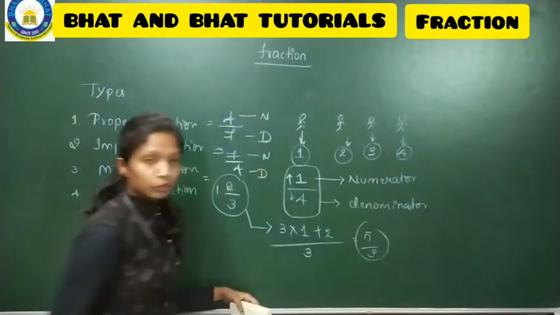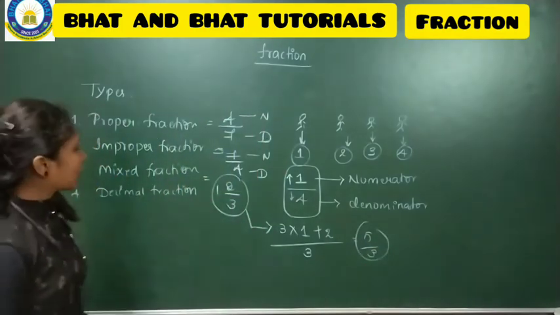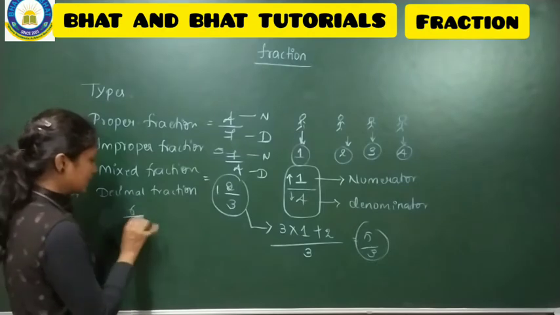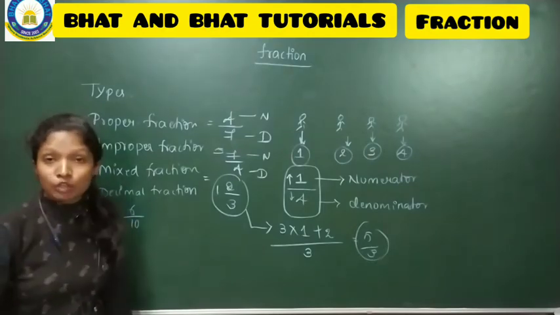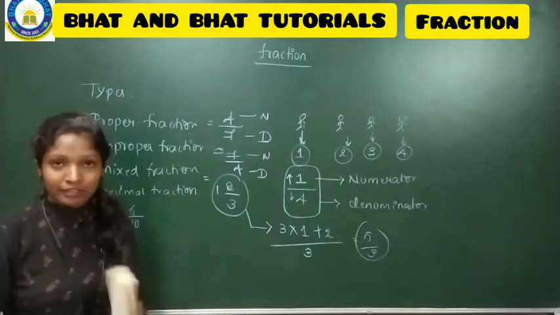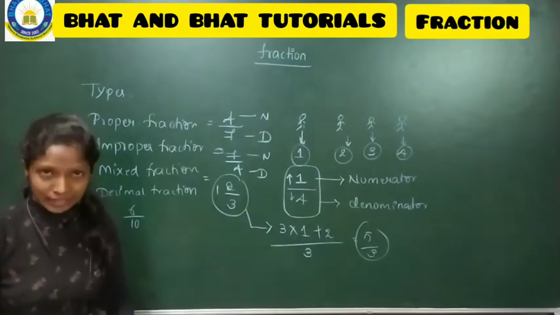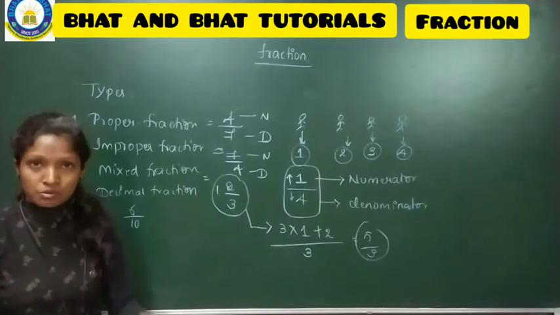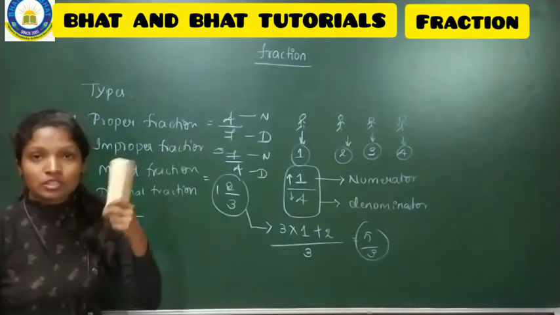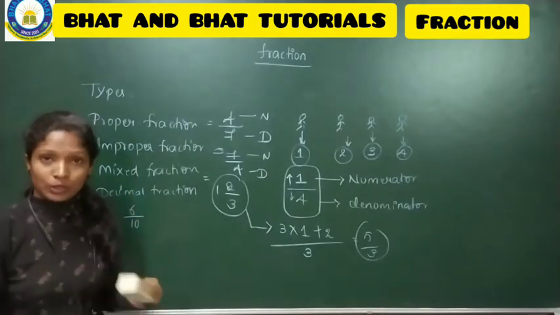So this is how we are going to convert it. And next we have decimal fraction, like 6 by 10, where the denominator will be either 10 or the powers of 10. How will the powers of 10 be? 10, 100, 1000, 10,000, lakh, 10 lakh. So it will be like that.